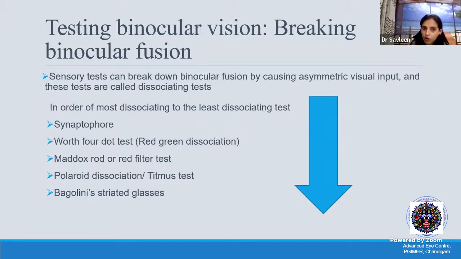So we talk about these tests as being the most dissociating to the least dissociating, and this is how you find them. The Bagolini striated glasses are just glasses put in front of two eyes with crisscross lines at 90 degrees to each other. So they are considered to be the least dissociating. If you just put an occluder in front of one eye, that is actually the most dissociating test. So you put one occluder, that is the maximum dissociation because you are breaking all kinds of fusion. But for testing, Wirtz 4 dot test with the lights off is practically very, very dissociating.